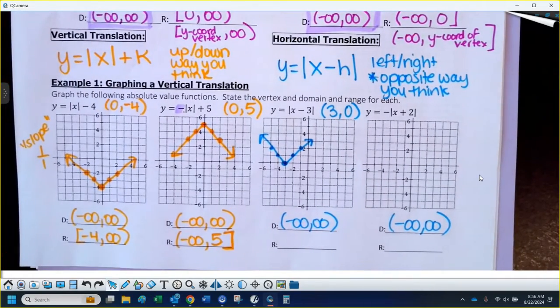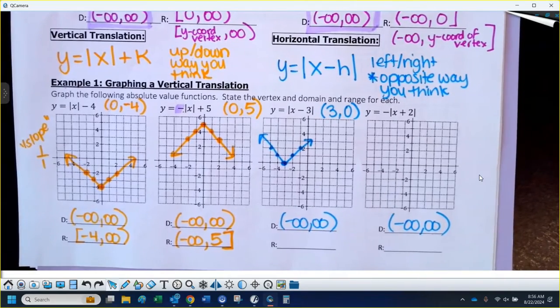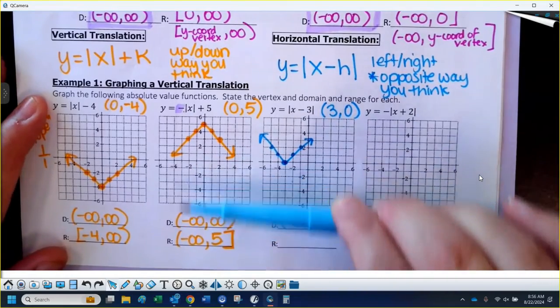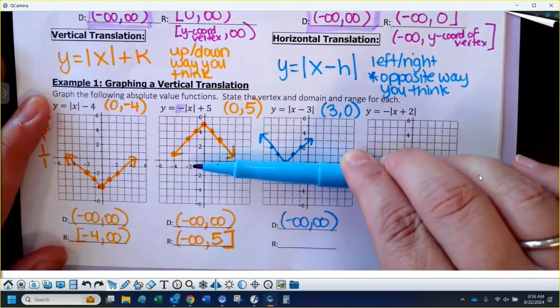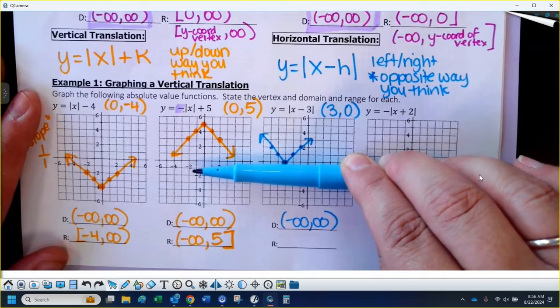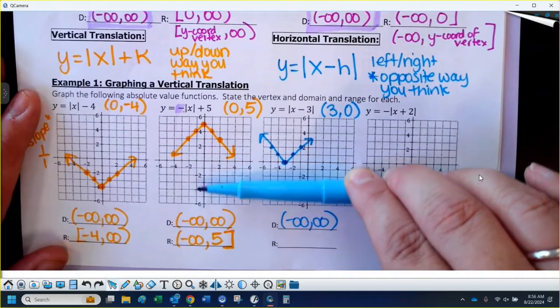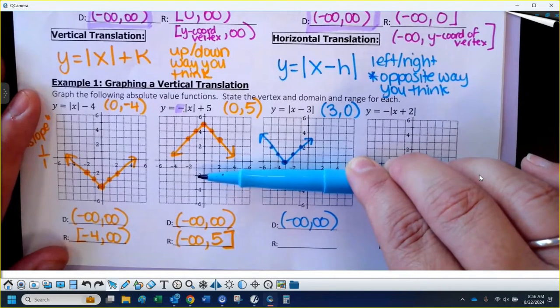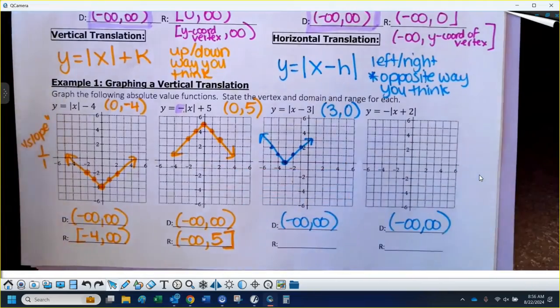The range is what you've got to be careful with. I find this will be very tricky for people, especially if the vertex is on the x-axis somewhere. So, if I come from the bottom to the top to do my range, what is the first y value you touch? Don't say 3. What's the first y value I touch? 0. I don't know why, but it always trips people up when it's on the axis.